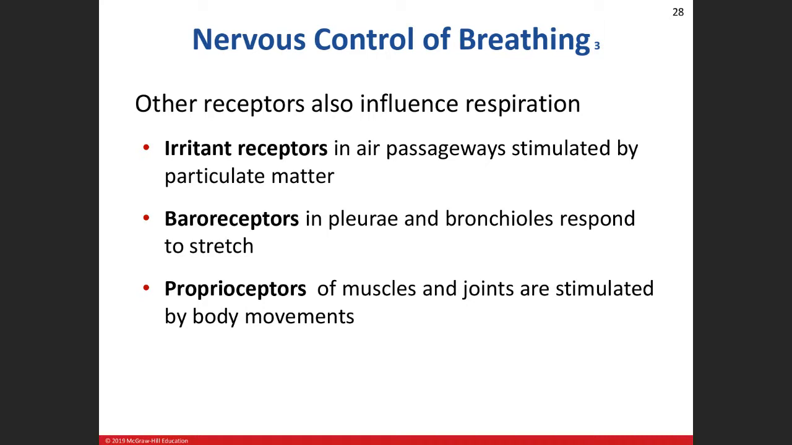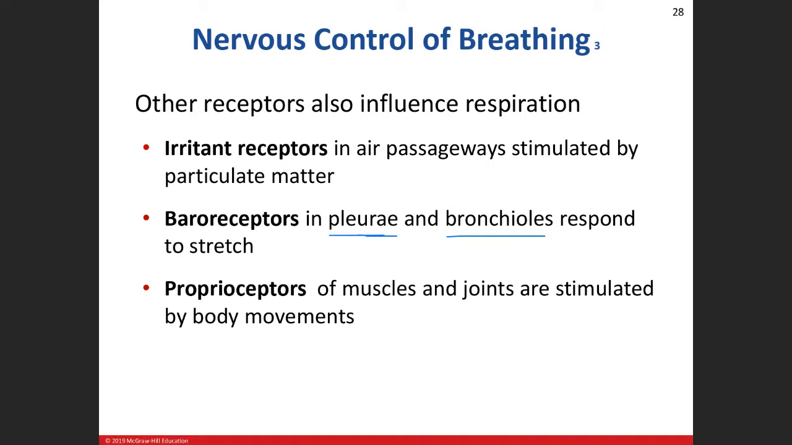Baroreceptors, we saw those before when we were talking about circulation, are pressure related due to the amount of stretch on the vessel walls. Well, in this case, our baroreceptors are going to be located in our bronchioles, the tubing of our respiratory system, and the pleura, the layers of our serous membranes.